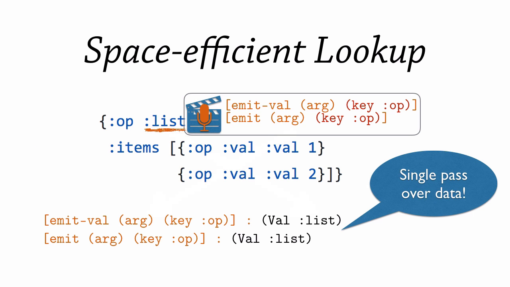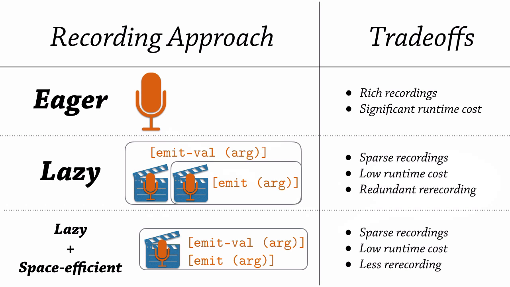And now we get 2 for the price of 1. We get 2 inference results for 2 different places in the program for just 1 pass over the data. And this would have taken 2 passes through the wrapper with SpaceInefficient looking up.